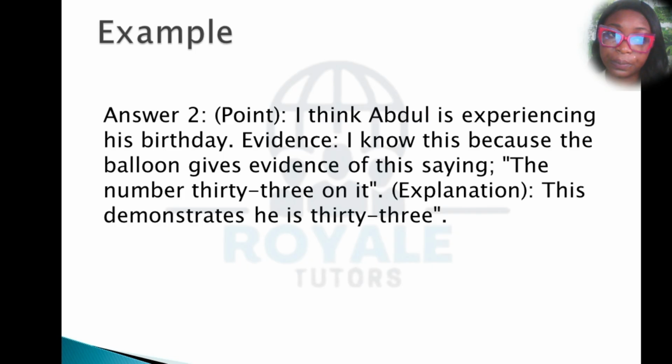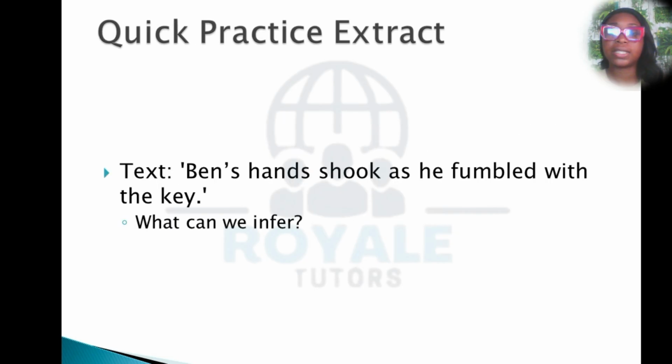I think Abdul is experiencing his birthday. Now, that is a point. All right, evidence. I know this because the balloon gives evidence of this, saying the number 33 on it. Now, this is the evidence that is picked from the text. So this is the clue that is picked from the text. It points to his age and also the fact that he's celebrating his birthday. Now, explanation. This demonstrates that he is 33. All right, don't forget point, evidence, explanation.